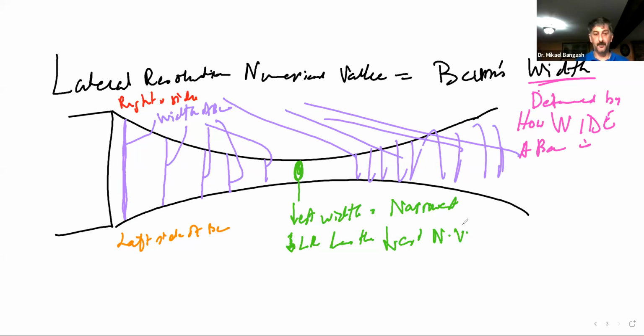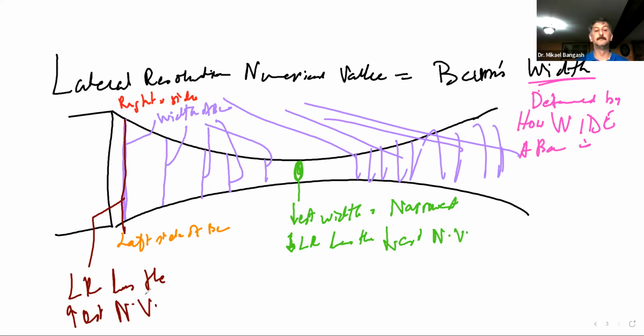Whereas at this point here of the beam, that's where the lateral resolution has the greatest numerical value. Because what we said is that the numerical value of your lateral resolution is the width of the beam. So here there is no division, there is no multiplication, there is no addition, there is no subtraction.